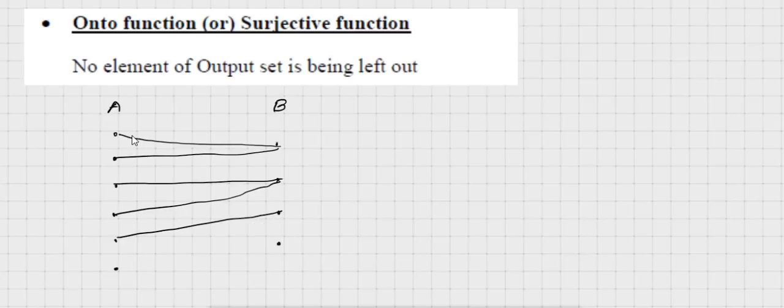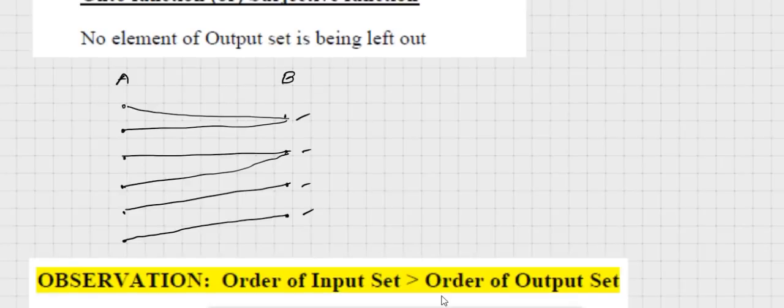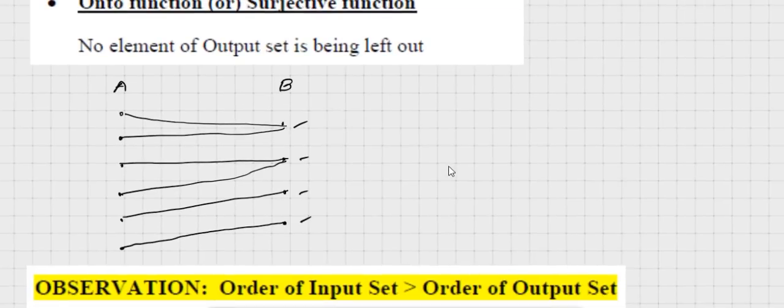If it is mapped this to this, see, check, all the elements of B were filled, that is, the output set was filled. So this is an example for an onto function. What is the observation here? On the order of input set and output set, the order of input set should be greater than the order of output set for an onto function. That is very important.